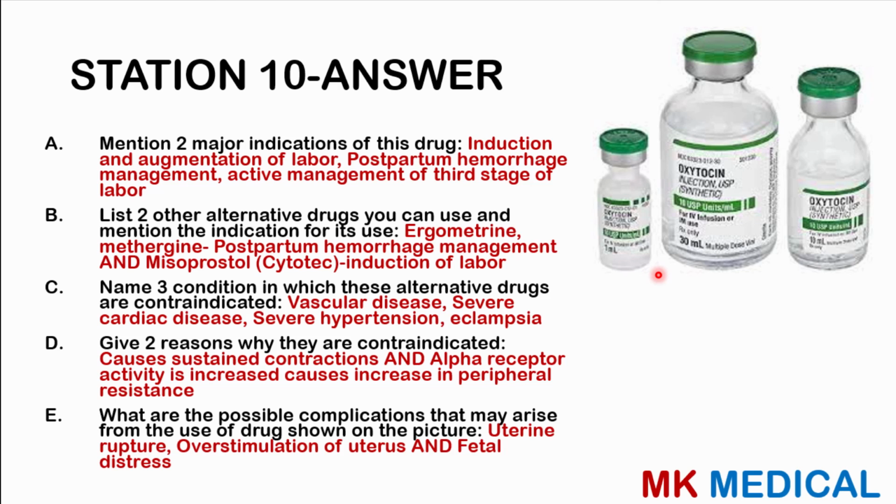Then 3 contraindications for the alternative drugs: avoid them in patients with vascular disease, avoid them in patients with severe cardiac disease, with severe hypertension, as well as eclampsia. Reason being, it's because they cause sustained contractions, and they also cause alpha receptor activity to be increased, so they increase peripheral vascular resistance. Then the possible complications include uterine rupture from uterine overstimulation as well as fetal distress.